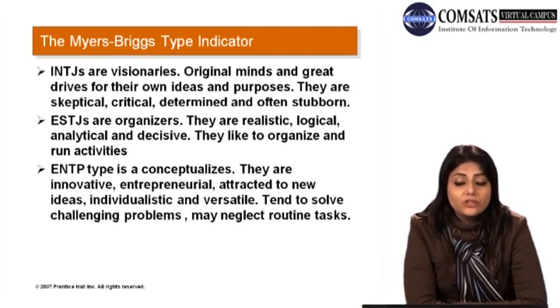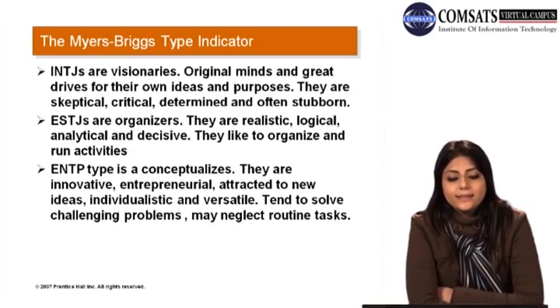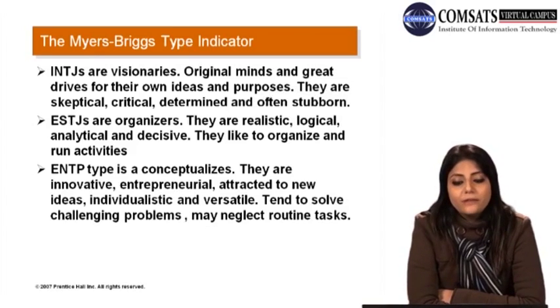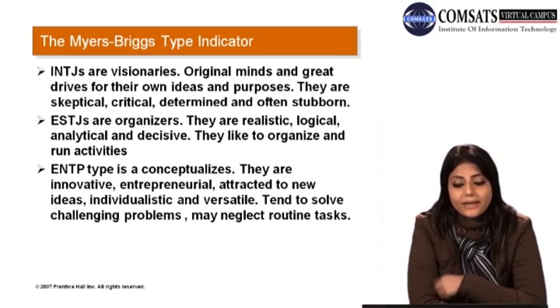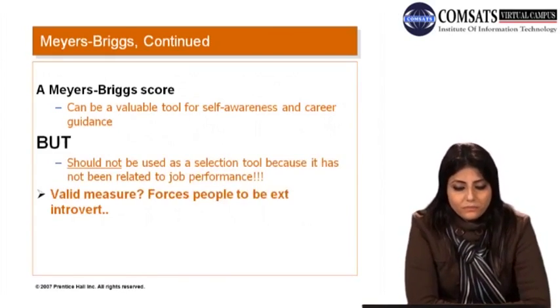So there are a number of combinations, and as an example, I have chosen 2-3 combinations that this test explains. If the individual's score comes in the INTJ domain, those are individuals who are visionaries. They have original minds and a great drive for their own ideas and purposes. They're skeptical, critical, determined, and often stubborn. ESTJs, on the other hand, are organizers. They're realistic, logical, analytical, and decisive. They like to organize and run activities.